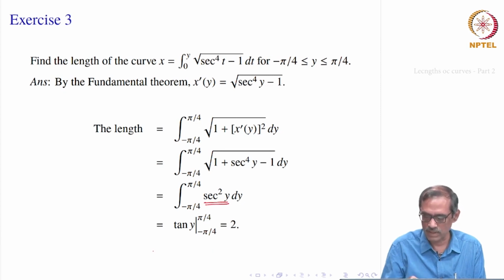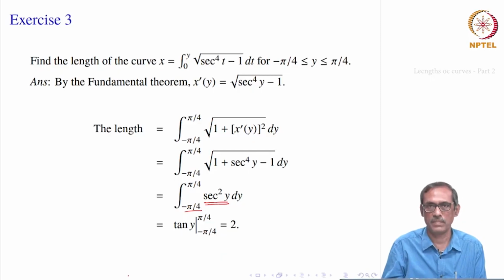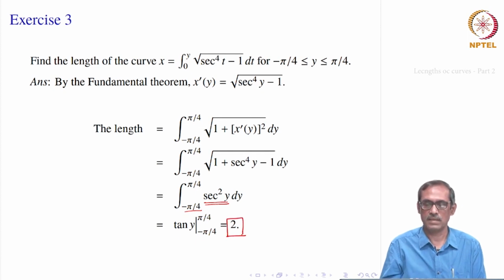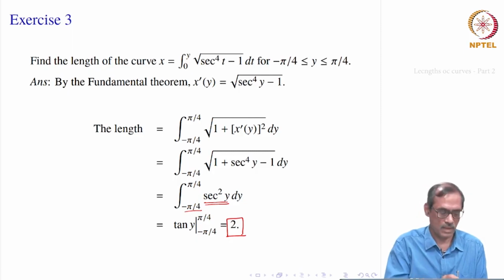It is secant squared y dy, we know its integral is tan y. So, you have to evaluate tan y at minus pi by 4 and pi by 4 and subtract them, right. So, tan pi by 4 is 1. So, 1 minus minus 1, which gives 2. Okay. So, that is how we can use some of the earlier results instead of directly computing the integral here.